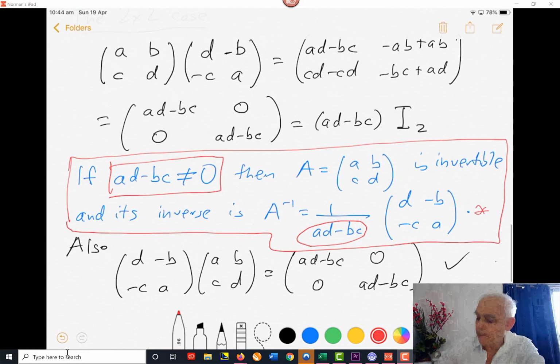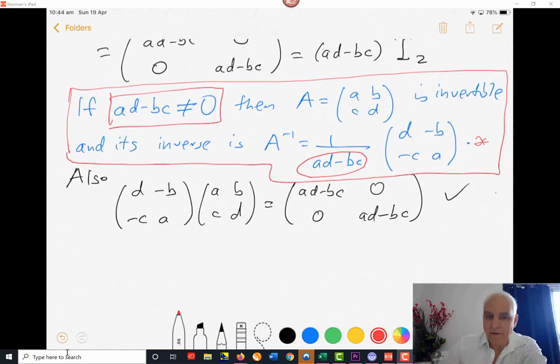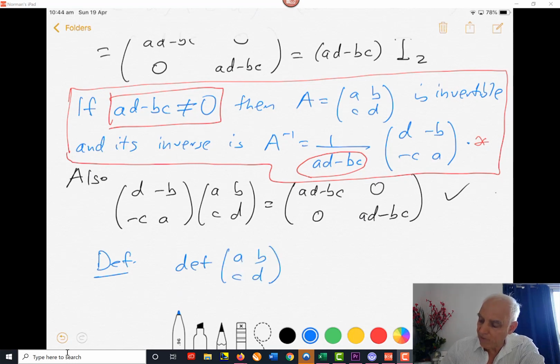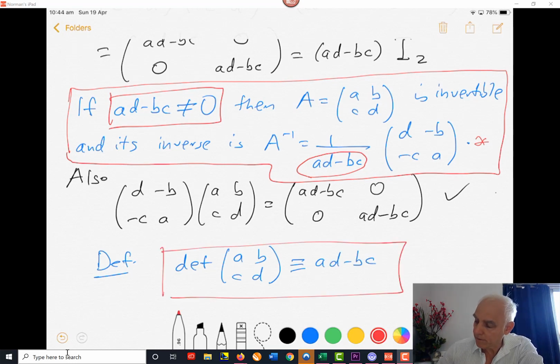Now, not to let the cat out of the bag, but this quantity, of course, has an important name. So definition: the determinant of the matrix A, B, C, D, that is this quantity AD minus BC. Okay, that's called a determinant. Determinant of this 2 by 2 matrix.